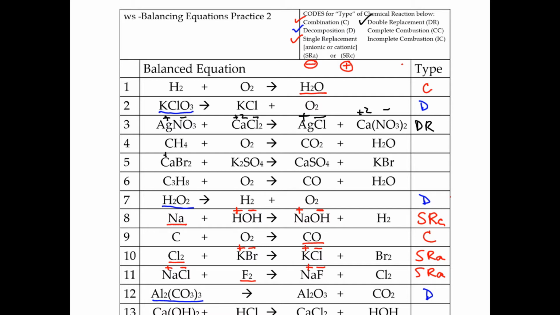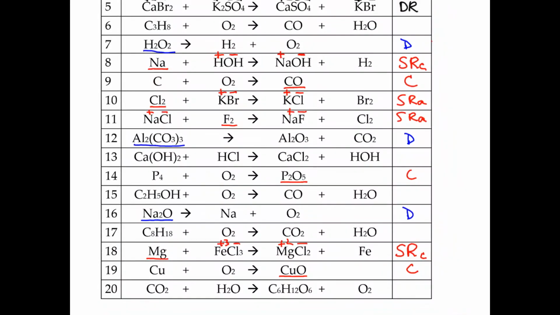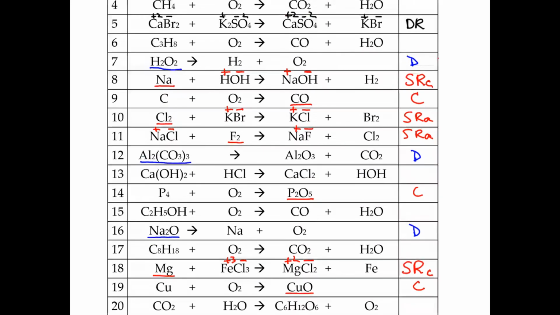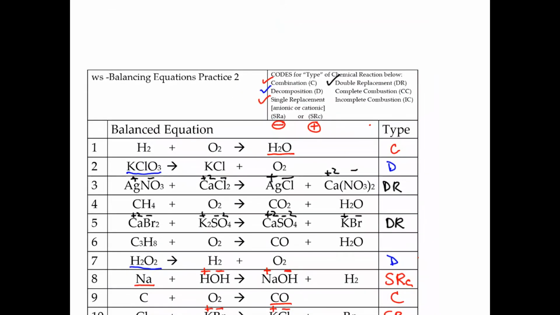Look at number 5. You have a plus 2 and a minus 1, a plus 1 and a minus 2. They switch spots on the right side. Because the calcium is plus 2, it matches up with the sulfate, which is minus 2. And the potassium and the bromide also match up, and so that's going to be a double replacement. Scroll down the paper a little bit to the last couple. We're again looking for plus-minus with a plus-minus, and we are not going to have any more of those on this paper. So now we go to combustion.